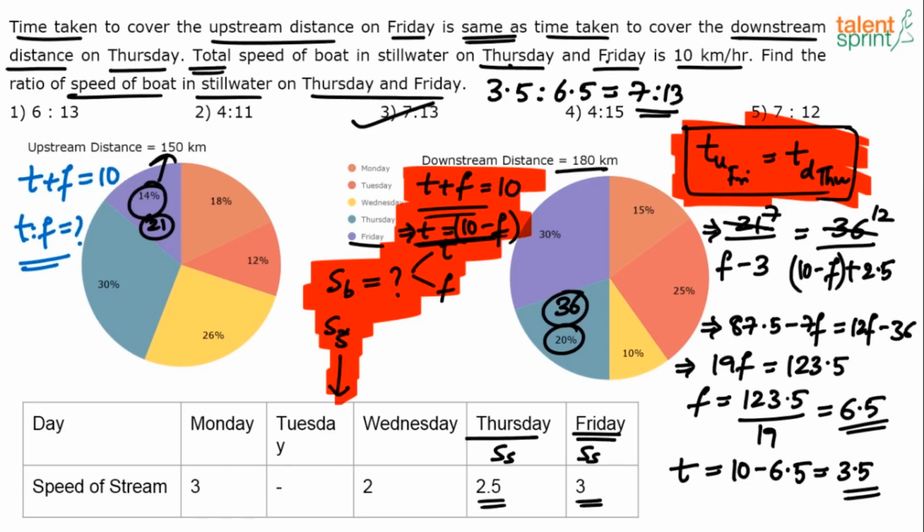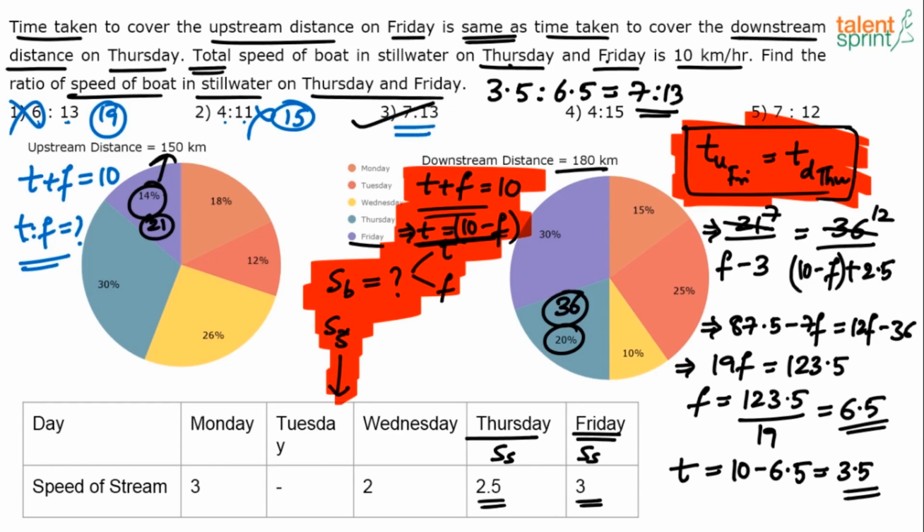So if I look at the first option, 6 is to 13. What is 6 plus 13? 19. Is 19 a multiple of 10? No. So option 1 cannot be the answer. Second option, 4 is to 11. 4 plus 11 is 15. Is 15 a multiple of 10? Not really. So this is not the answer. Third option, 7 is to 13. 7 plus 13 is 20. Is 20 a multiple of 10? Yes. So this looks like a probable answer. It's not guaranteed, but yeah, possible answer.